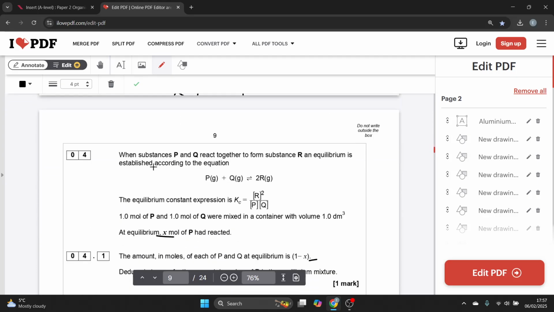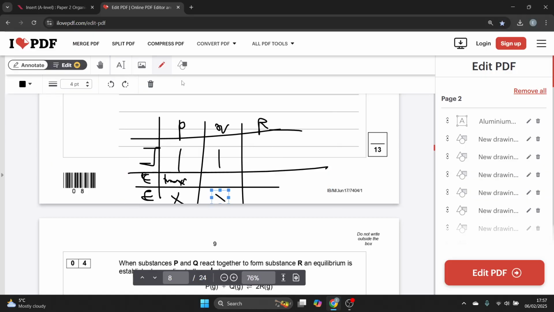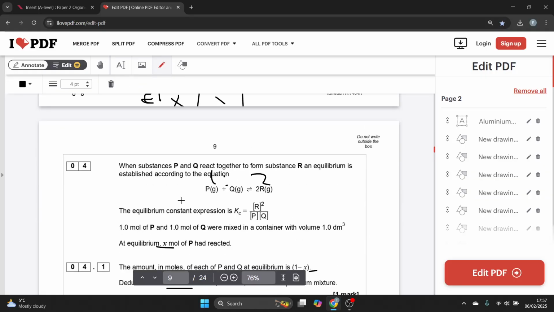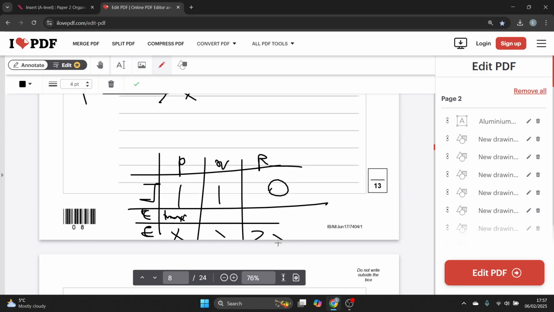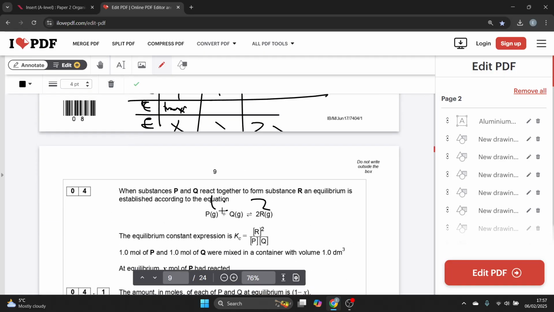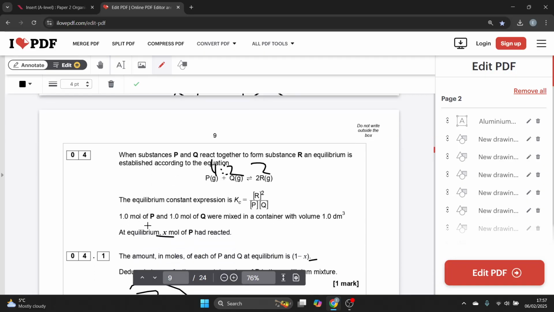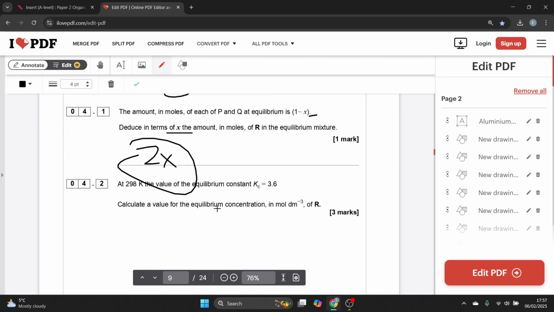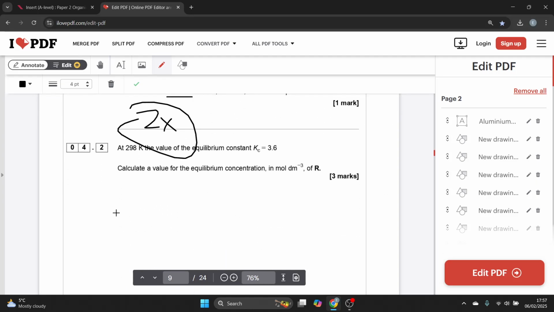Anyway, I think I'm overreacting because I know it's a 1 to 2 mole ratio. So if I've got X moles here, I've also got X moles here. And for R, initially it doesn't tell me, so I'm going to assume it's 0. The equilibrium moles is just going to be 2X. So yeah, that's another way of doing it, using the mole ratio 1 to 2. And I've got X moles of P, therefore I'm going to have 2X moles of R.